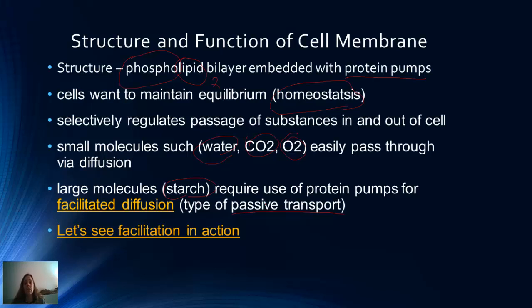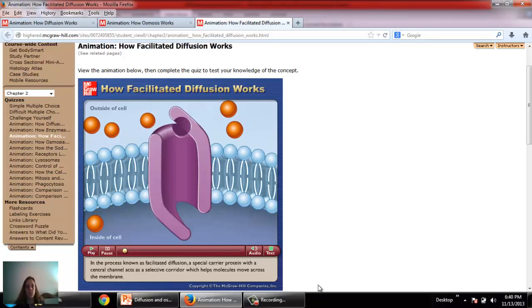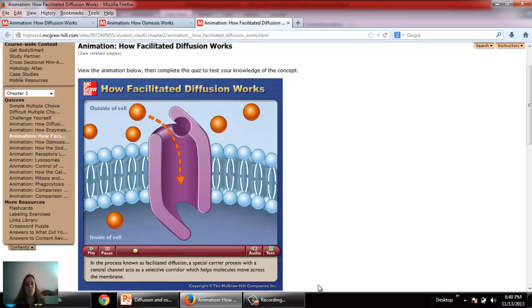Let's take a look at facilitated diffusion in action. In the process known as facilitated diffusion, a special carrier protein with a central channel acts as a selective corridor, which helps molecules move across the membrane.